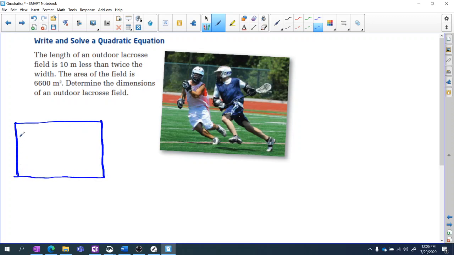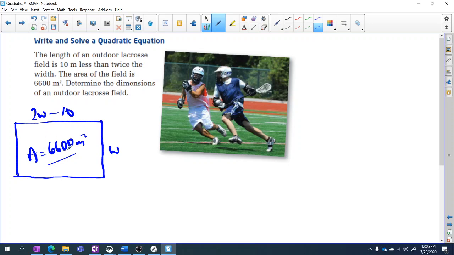Now, what does it say? The length of the field is 10 meters less than twice the width. So let's say this is the width. I'll just call it W. So the length is 10 less than twice that. So twice the width, but it's 10 less than that. And then I know that the area of this field is 6,600 square meters.